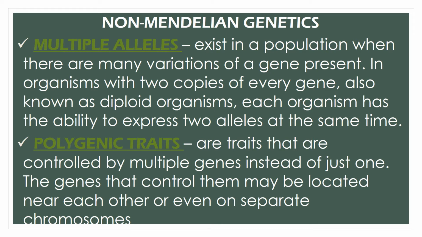Multiple alleles. So multiple alleles exist in a population when there are many variations of a gene present. In organisms with two copies of every gene, also known as diploid organisms, each organism has the ability to express two alleles at the same time. So for polygenic traits, these are traits that are controlled by multiple genes instead of just one. The genes that control them may be located near each other or even on separate chromosomes.